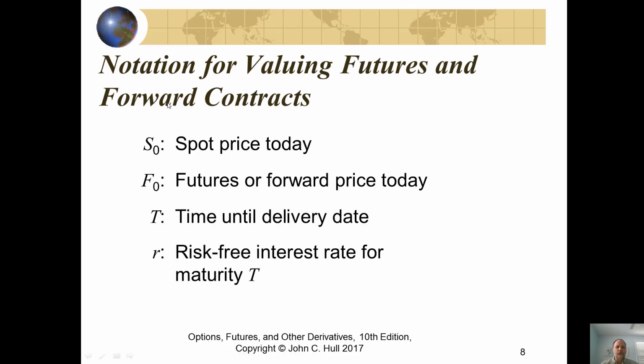When looking at futures and forward contracts, we will use the following notation. S0 will be the spot price today, whether that's the price of gold or a stock. F0 will be the futures or forward price today, so the price that the forward on gold is trading for, and that could be expiring in a year, 6 months, whatever. The delivery date is the expiration time T, and little r is the risk-free rate that's appropriate from now until the maturity at time T.